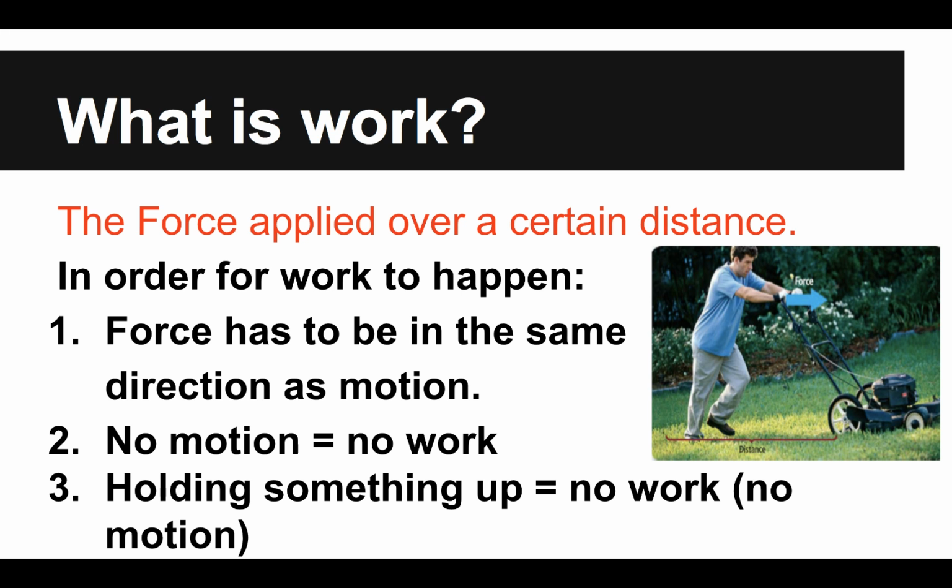In order for there to be work, there has to be a couple of things. The force has to be in the same direction as motion. You can see in this picture here, he's pushing the mower to the right, and the distance it's moving is to the right as well. Since he's pushing to the right and the mower is moving to the right, work is being done. If there's no motion, there's no work. So work has to be a force applied over a certain distance.